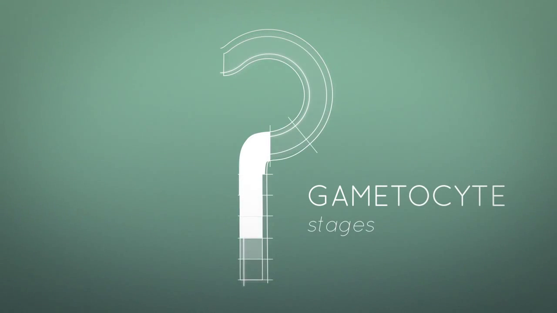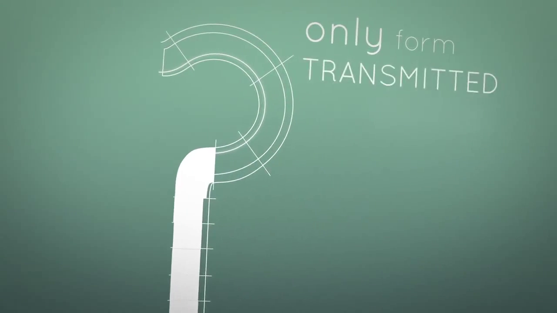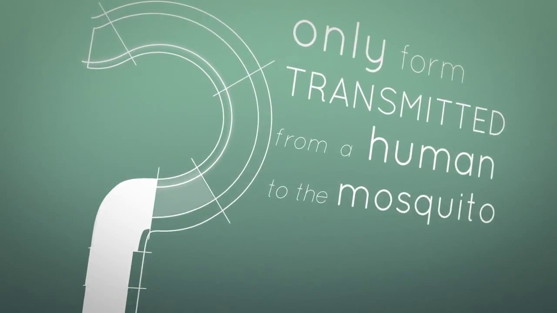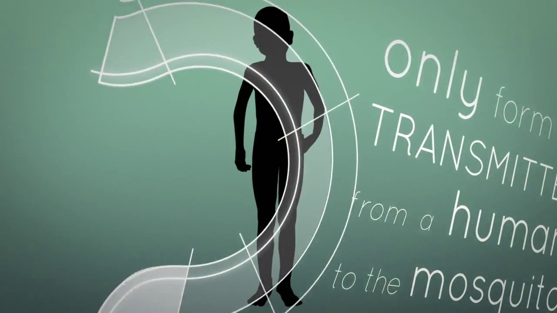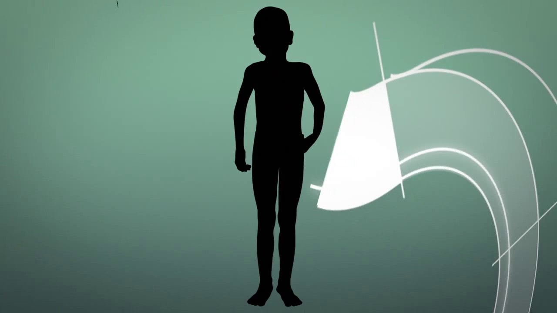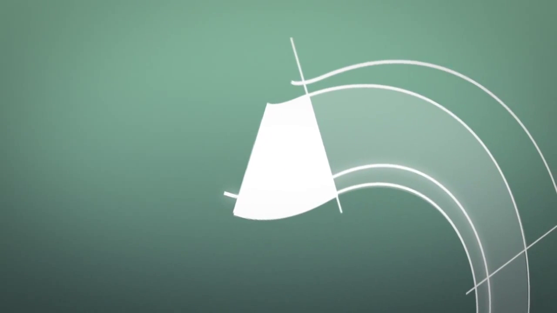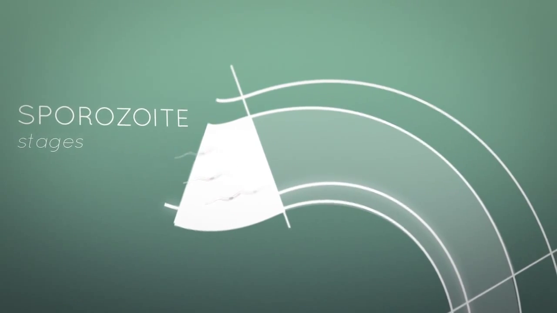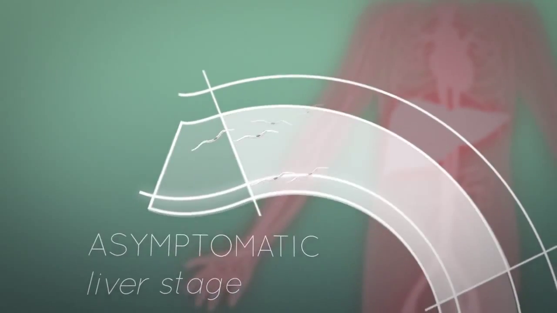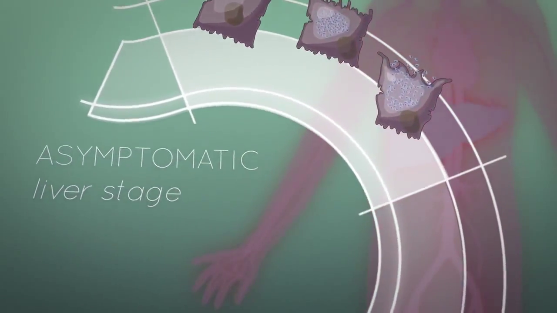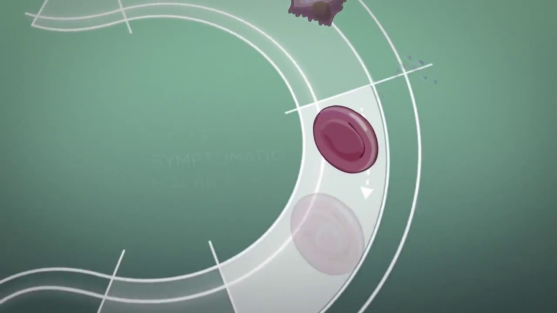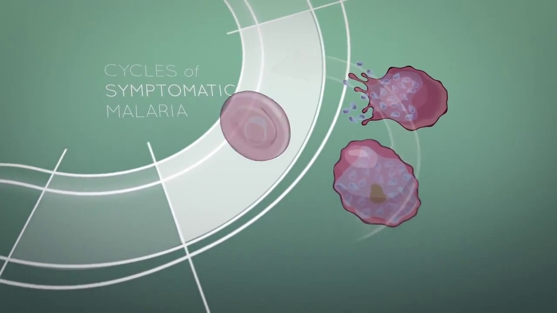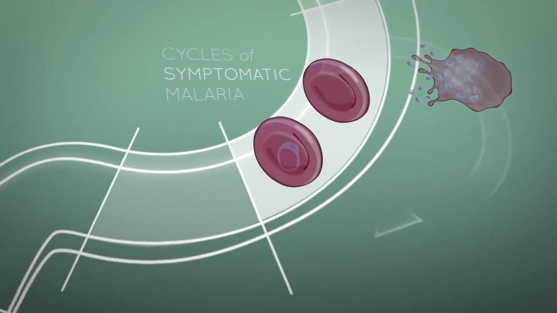is known about the sexual or gametocyte stages, which are the only parasite forms that can be transmitted from a human to the mosquito. Human infection is initiated by the bite of an infected Anopheles mosquito, wherein sporozoite stages are injected into the skin and then traffic in the bloodstream to the liver. Following liver stage development, thousands of merozoites are released into the blood to infect red blood cells, RBCs.